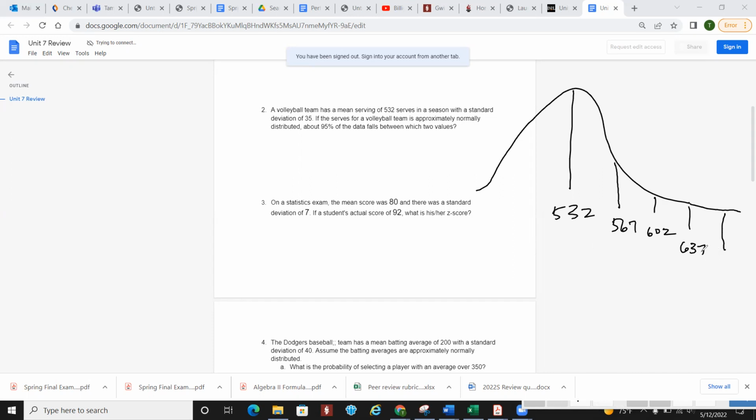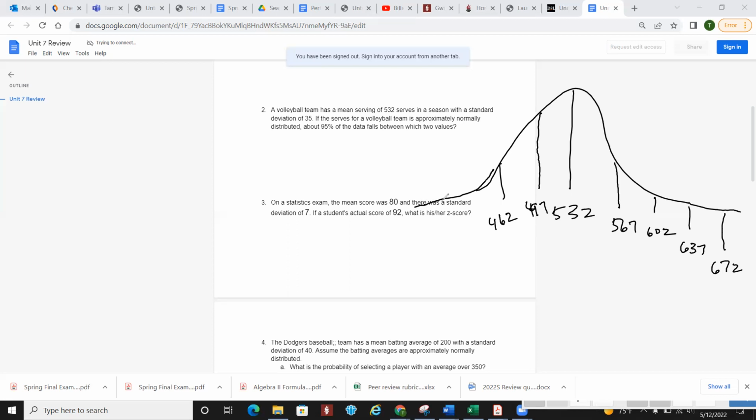I would draw the normal curve completely and then look at it. Yeah, but I see your point. And 672 is going to be that last one. Over here, we're going to take 532 and subtract 35. That's going to give us 497 minus 35, which is 462.